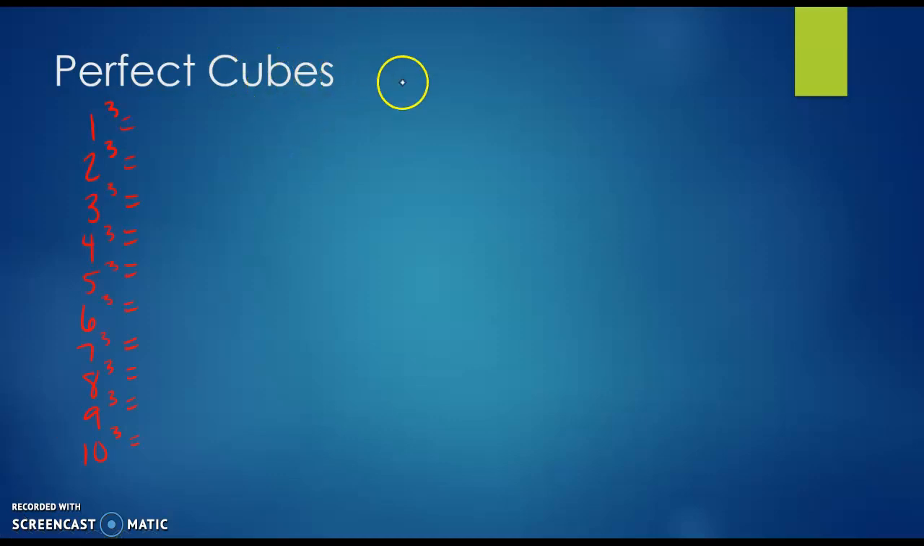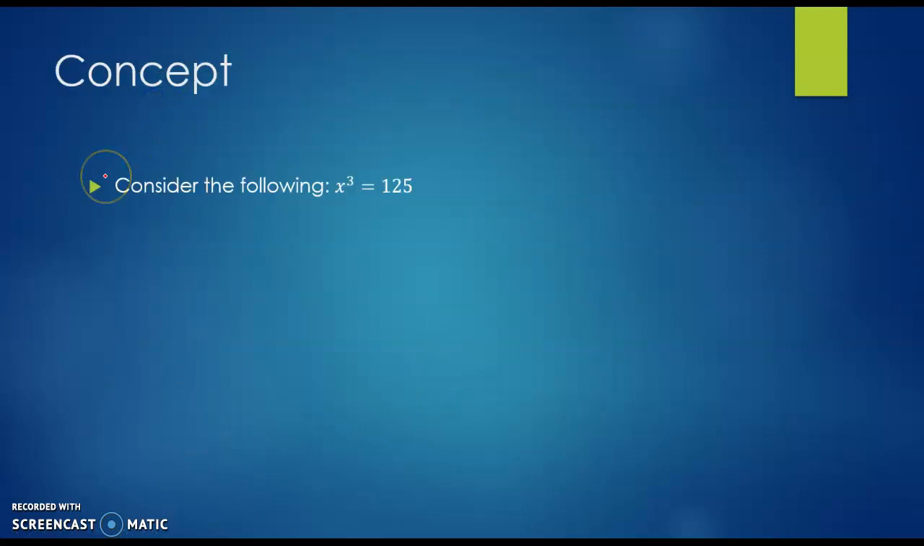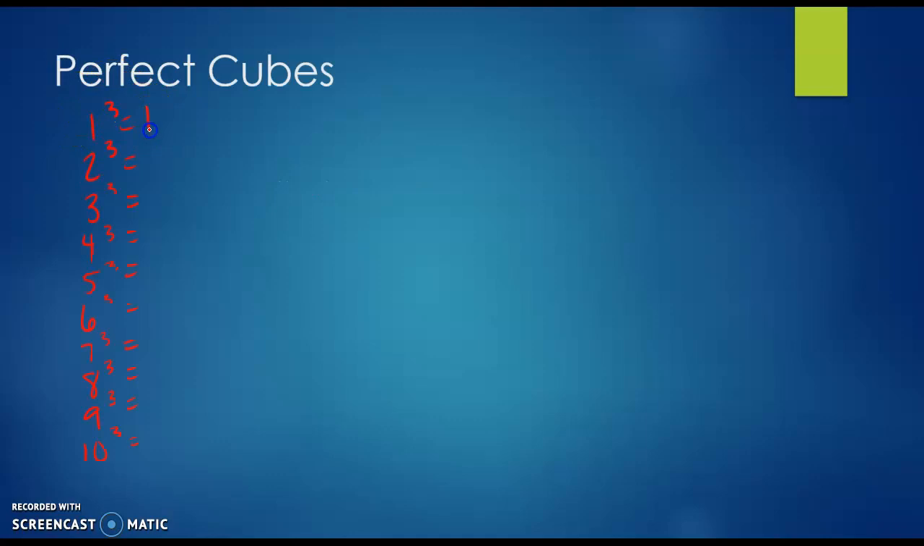All right, so I'm going to give you a list of perfect cubes up to 10. So 1 cubed is 1, because 1 times 1 times 1 is 1. 2 times 2 times 2 is 8. Then we have 27, 64, 125. 6 cubed is 216. 7 cubed is 343. 8 cubed is 512. 9 cubed is 729. And 10 cubed is 1000.